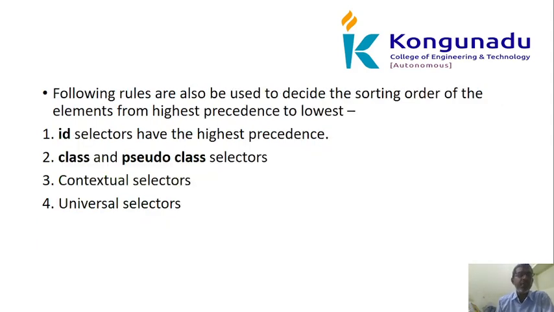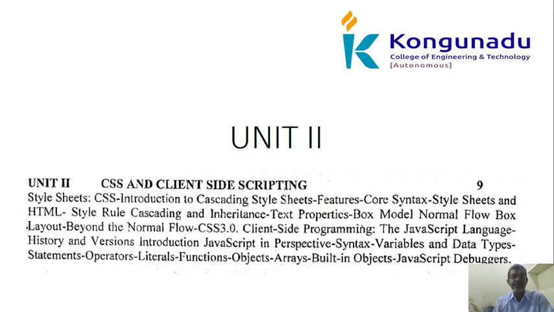The following rules are used to sort the order of the elements from the highest precedence to the lowest. First, ID selectors have the highest precedence. Next are the class and pseudo-class selectors. Next are the contextual selectors and universal selectors.